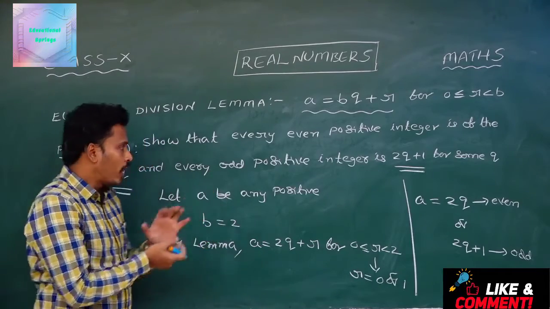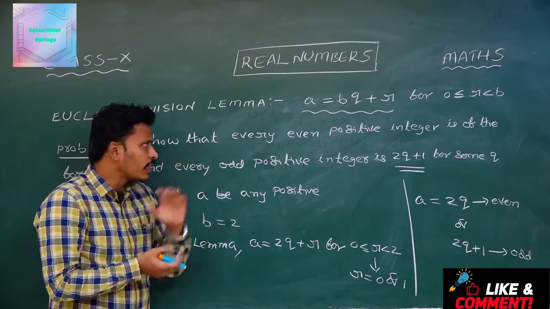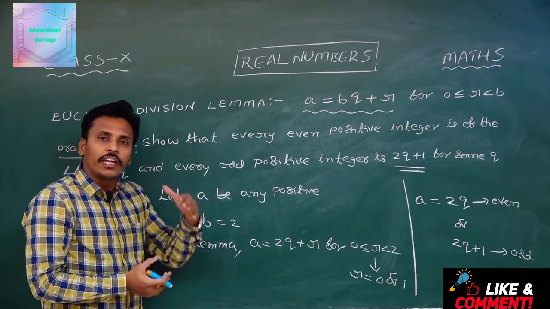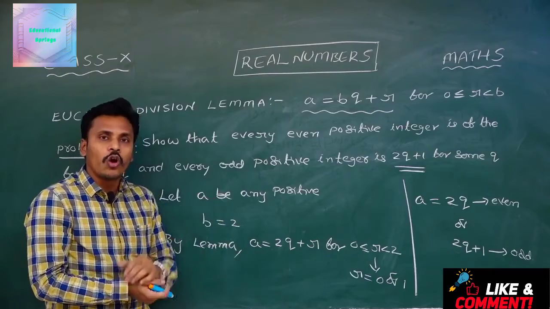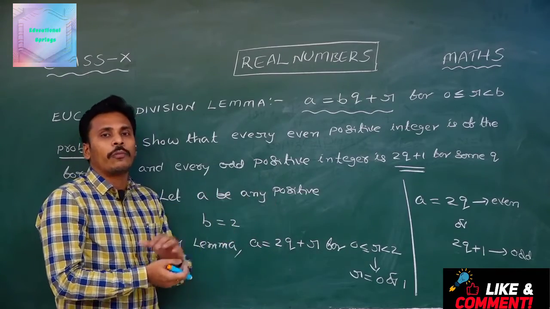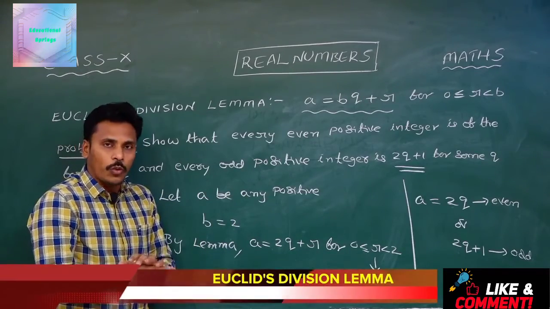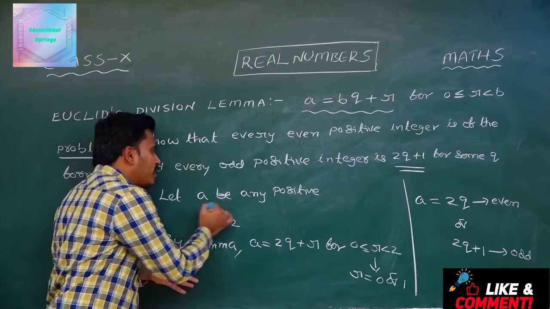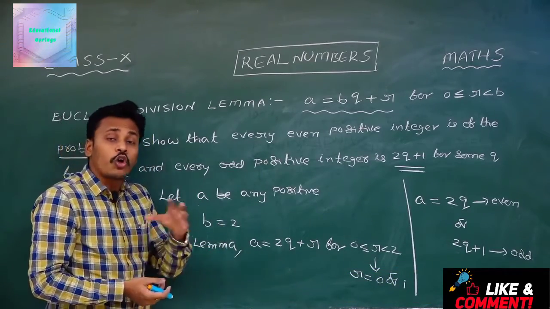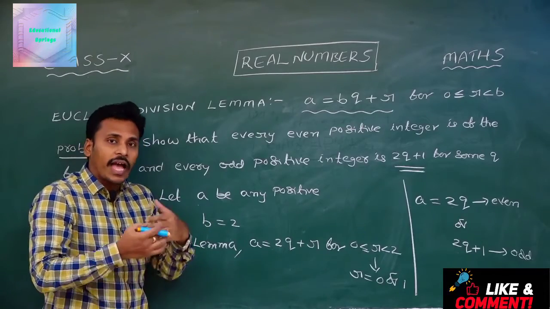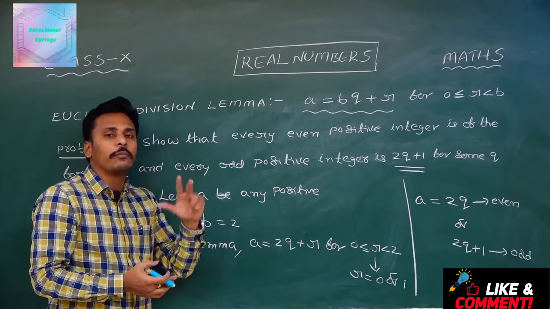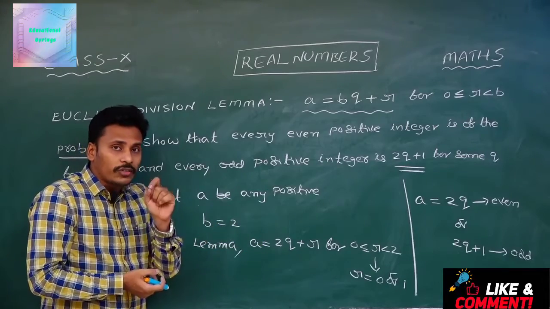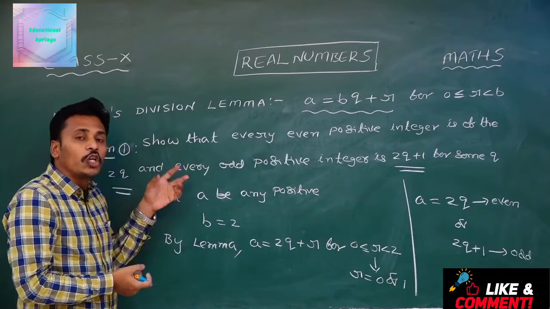Once again, look at the problem. The problem asks us to prove that any positive integer, if it is even, is of the form 2q, and if it is odd, of the form 2q plus 1. That's why we need to start with a positive integer, and here a is that positive integer. Then to start with Euclid's division lemma, I need to have two numbers, a and b. a is any positive integer, but what is b? To select the value for b, we need to look at the question.